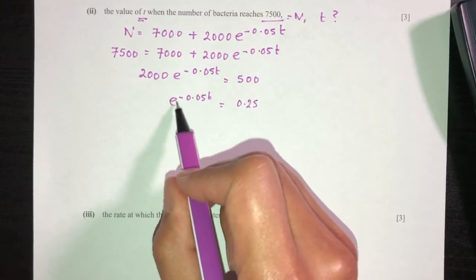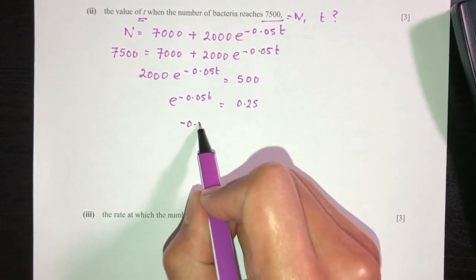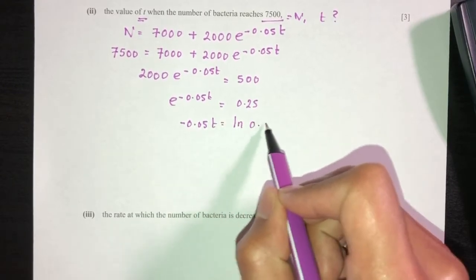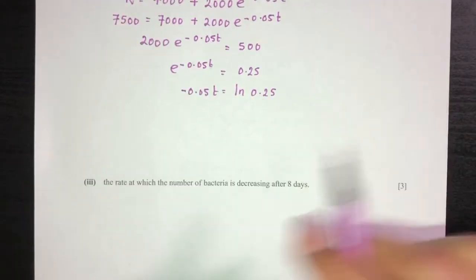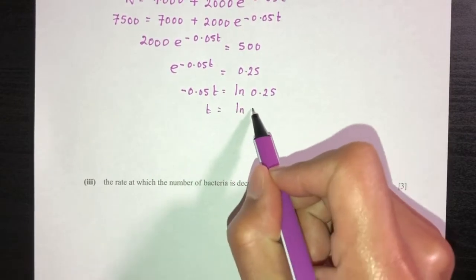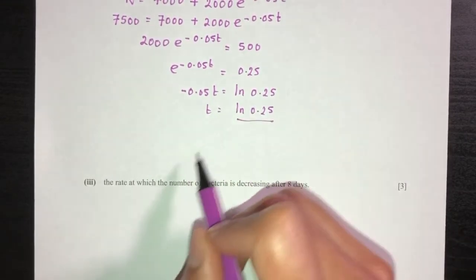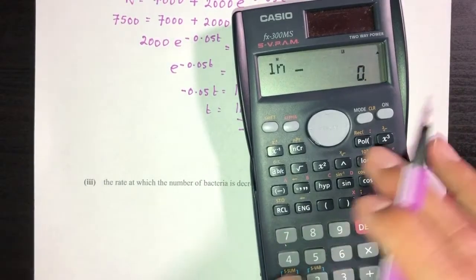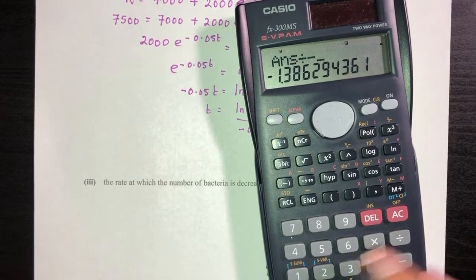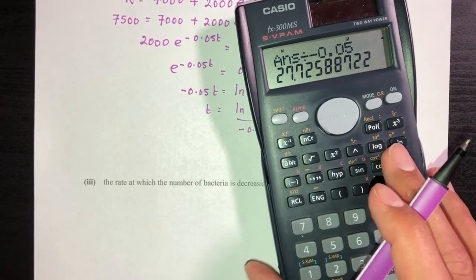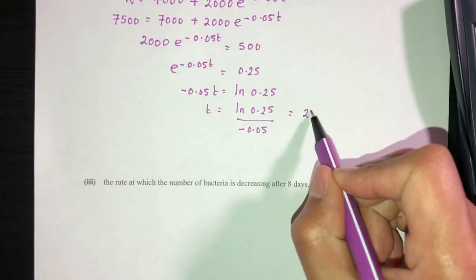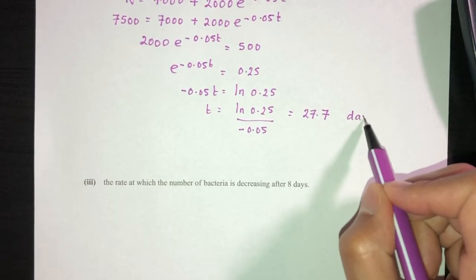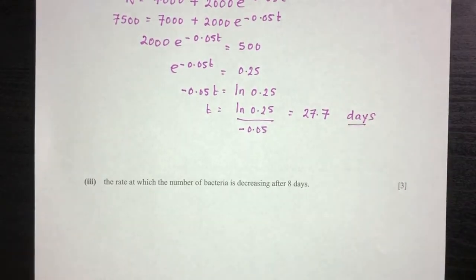Now we can take the natural log on both sides to remove the exponential. You will have minus 0.05 t equal to ln 0.25. Now the value of t is equal to ln 0.25 divided by minus 0.05. That should be 27.7, correct to 3SF. So this one is days. Okay, so that will be your question part 2.